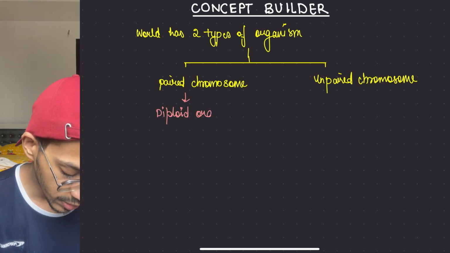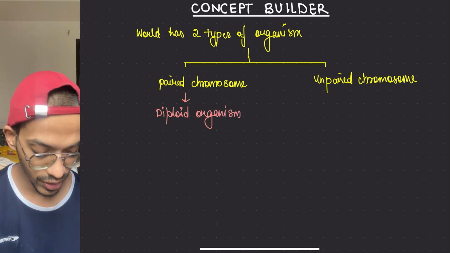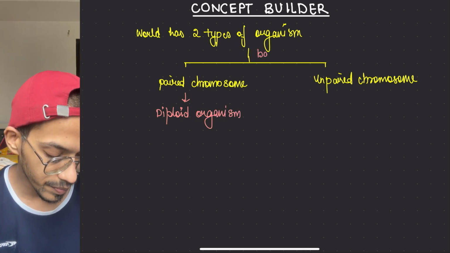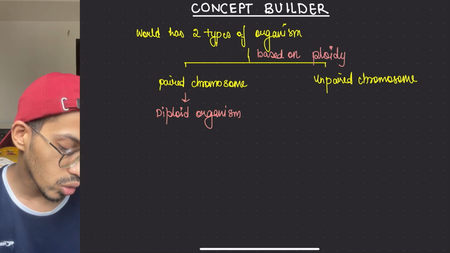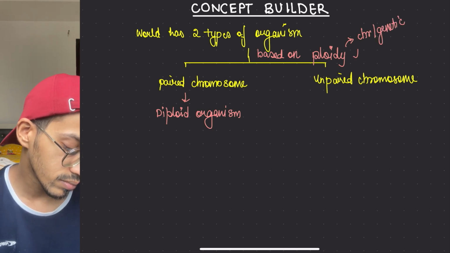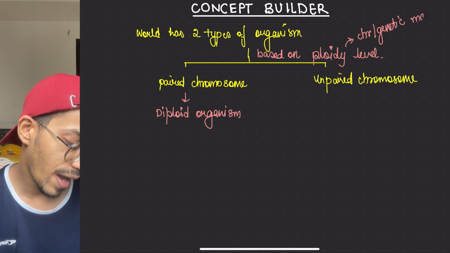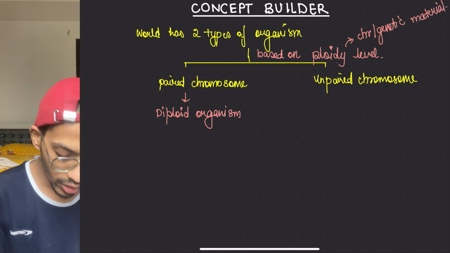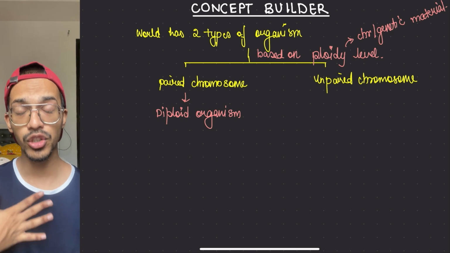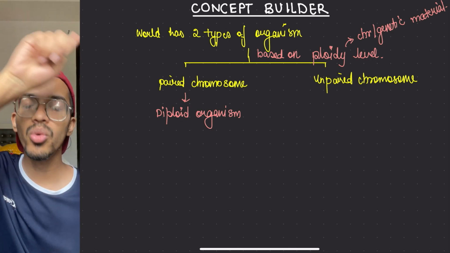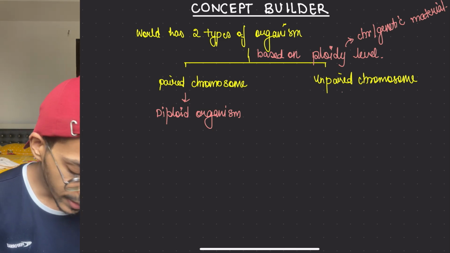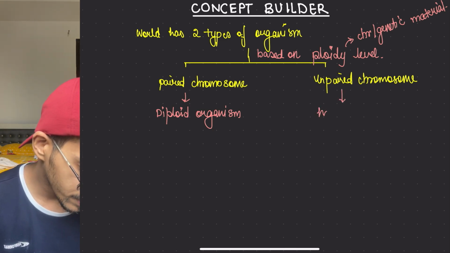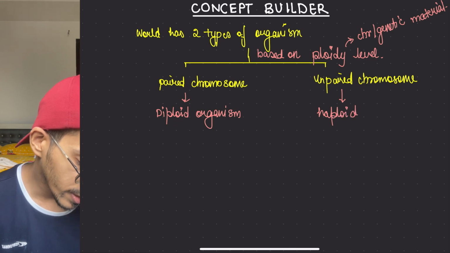This classification is based on ploidy level. What is ploidy? Ploidy means your chromosome or genetic material number. Will you remember this fact? Moving on to the next thing. We humans are diploid organisms. Most of the organisms are diploid organisms. The unpaired organisms are called haploid organisms.